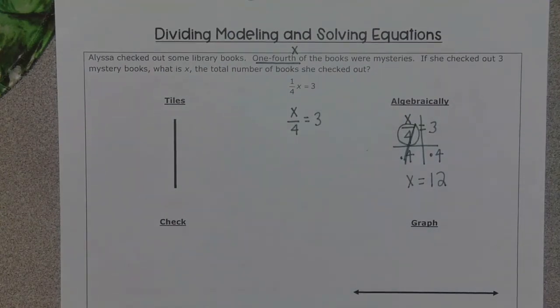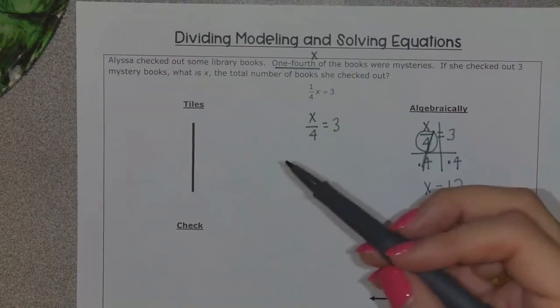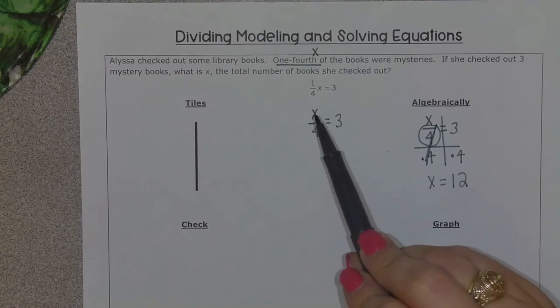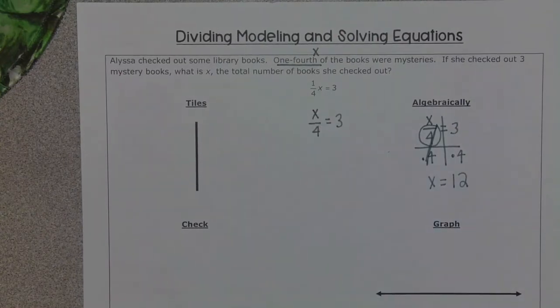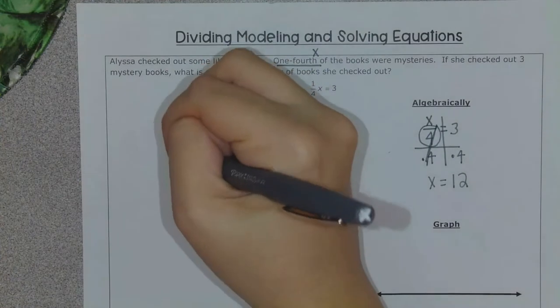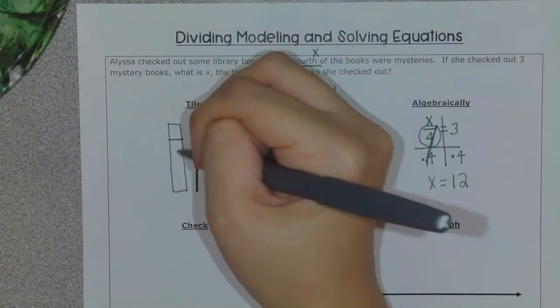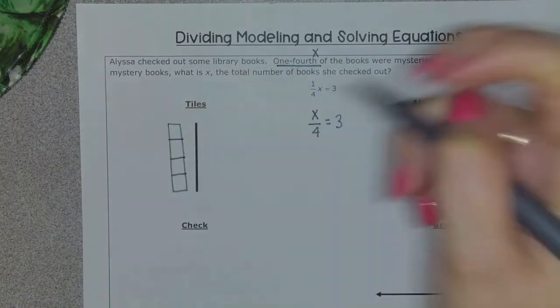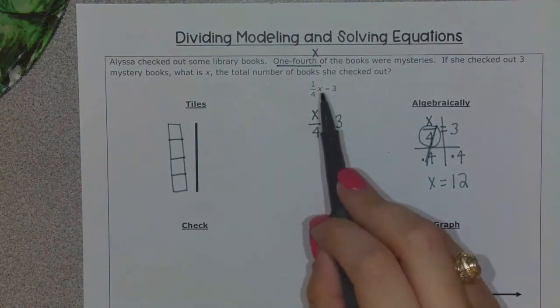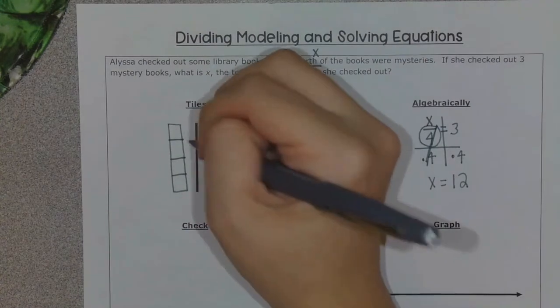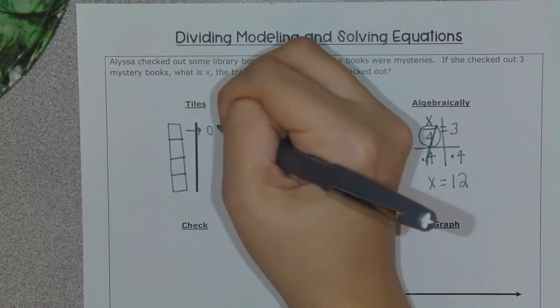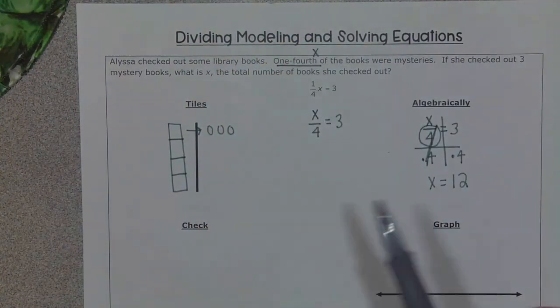Okay, so let's talk about what this would look like with our tiles. So what this is saying is I'm taking one x tile and I'm splitting it into 4 pieces. So I'm going to draw a big x tile just so that gives me enough room. And I'm going to split it into 4 pieces. And then what it's saying is just one of those 4 pieces is equal to 3 positive tiles.